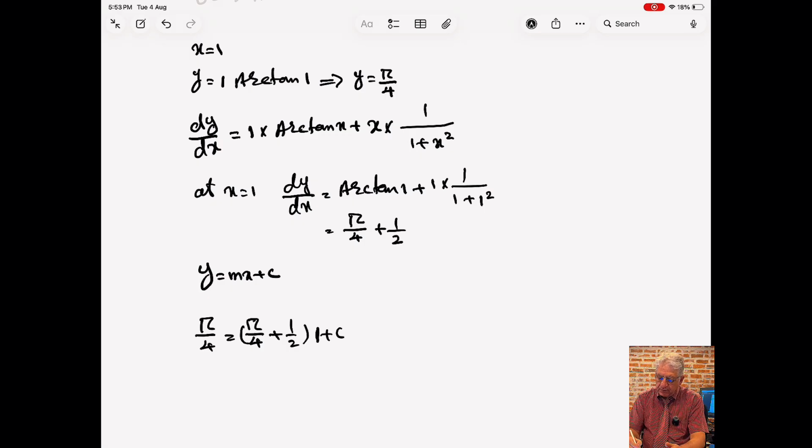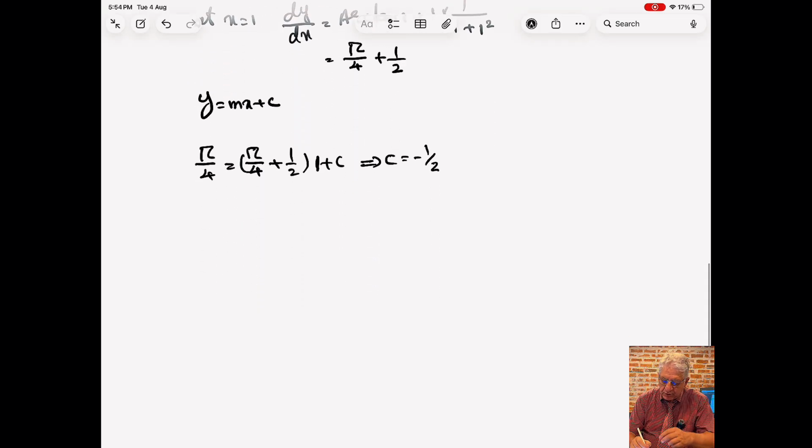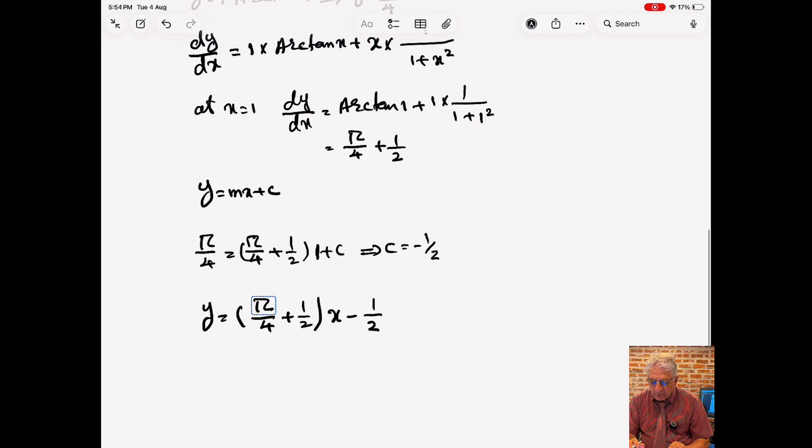Now you can see that this pi over 4 cancels this pi over 4, so c will be negative half, therefore c is equal to negative 1 over 2. Now I can write the equation: y will be equal to (pi over 4 plus 1 over 2) times x minus 1 over 2. So this is the equation of the tangent line to the curve.